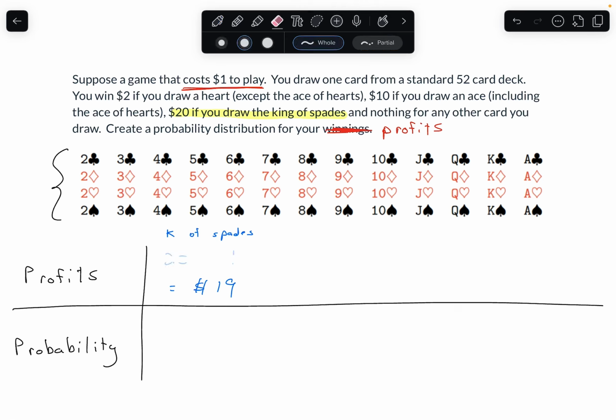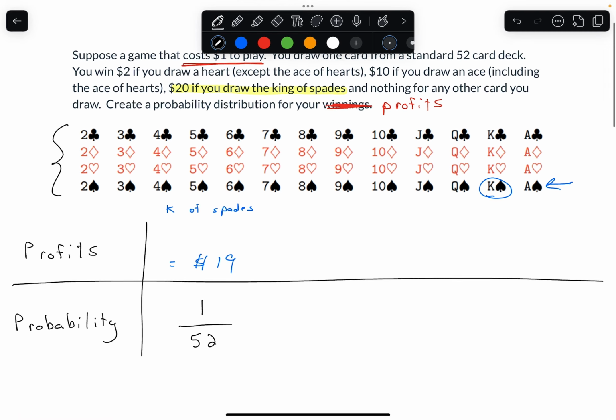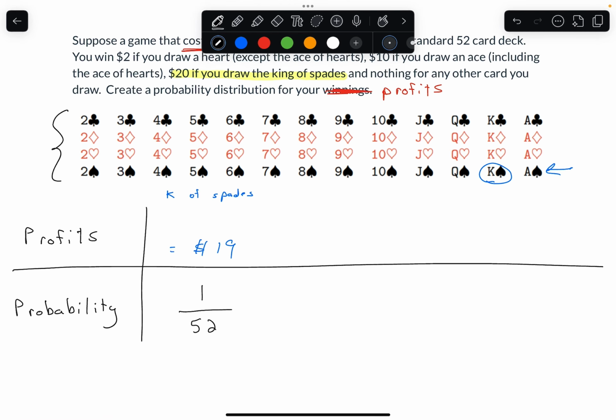I'm going to erase this work. And then I want to talk about the probability. So I'm just drawing one single card. So out of the 52 cards that are in that deck, how many king of spades are there? The spades are this row right here. It's that shape. And the king of spades is going to be this card right here. There's only one of those. So the probability that I draw that king of spades is going to be 1 out of 52. If you wanted to give a decimal for that, 1 out of 52 is 0.019. So either 1 out of 52 or 0.019.